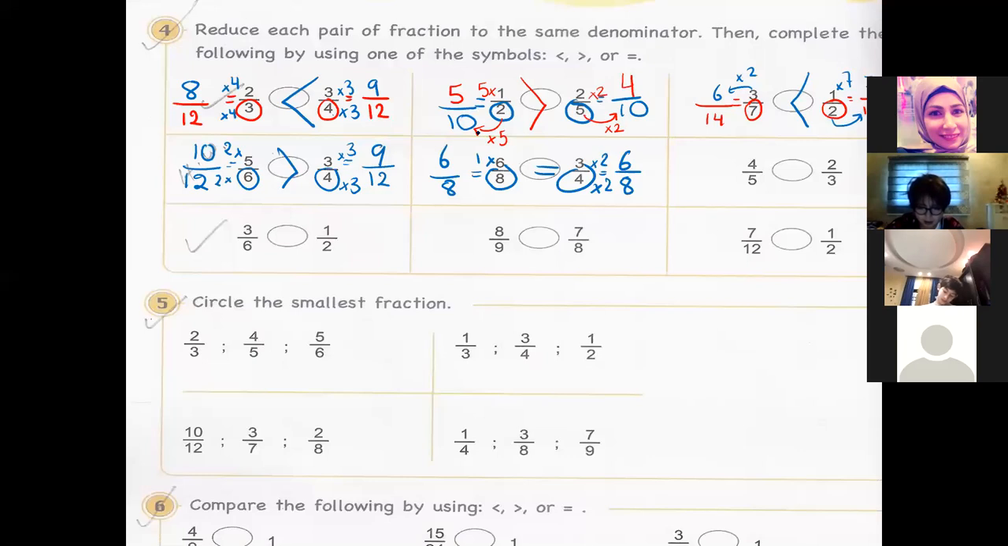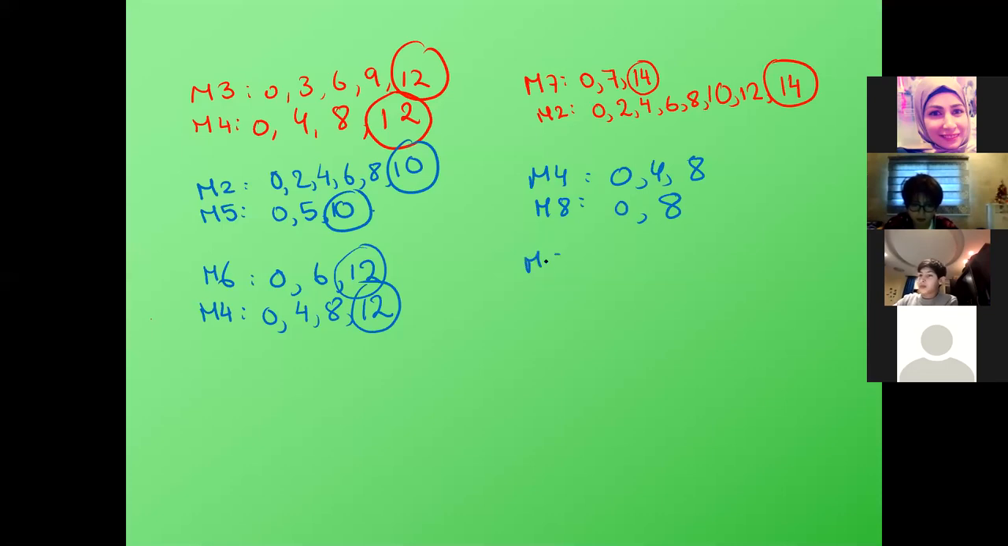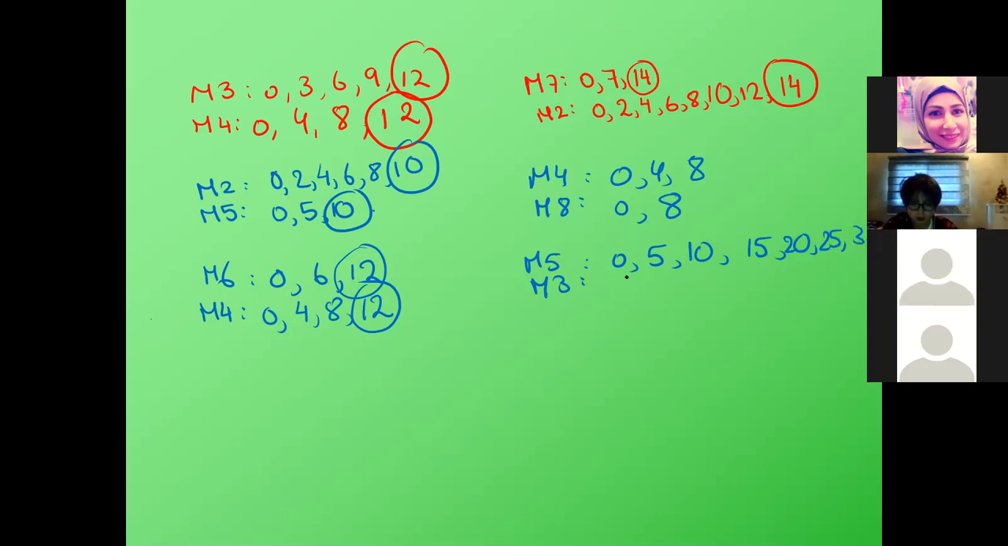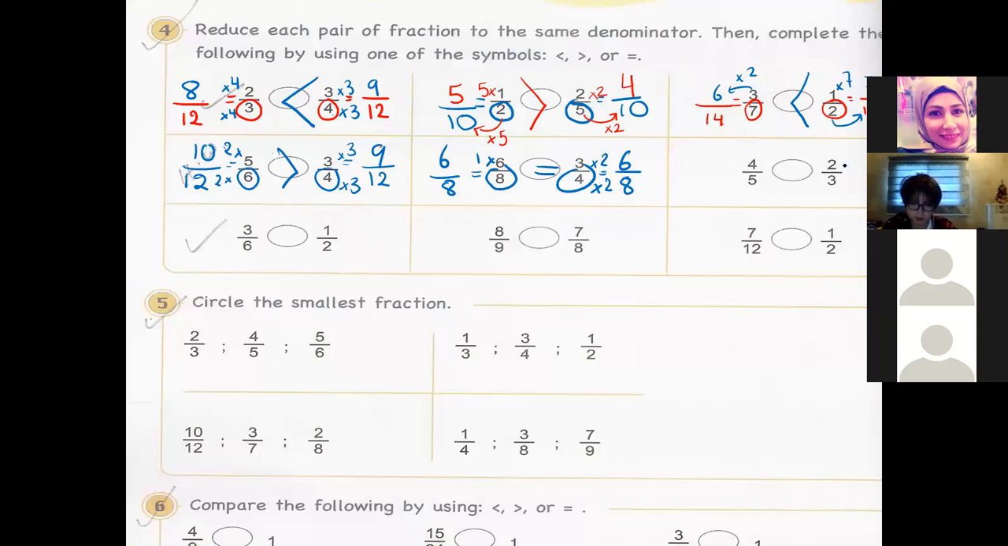Jude, 4 over 5 or 2 over 3? You need to write the multiples of 5 and 3. Yeah, start, ya Jude. 0, 5, 10, 15, 20, 25, 30. Okay, table 3: 0, 3, 6, 9, 12, 15. Okay, stop. What is the first common multiple? 15. No need to continue till 30. It's 15. So I will write over 15 on both sides.